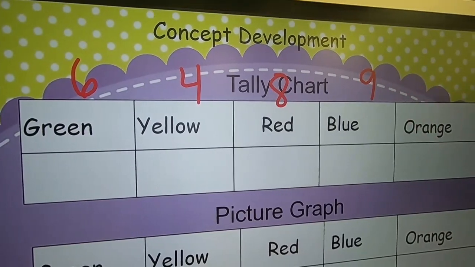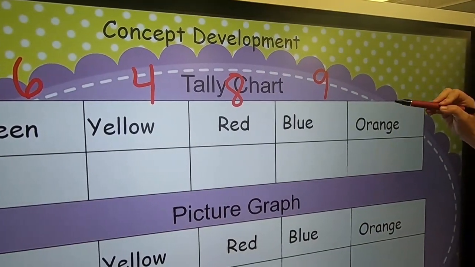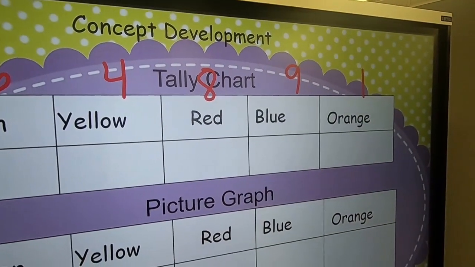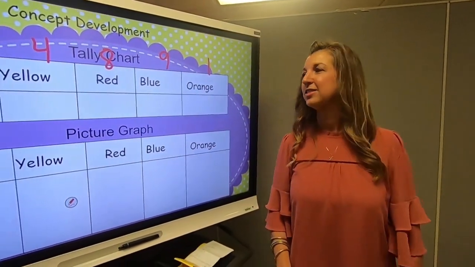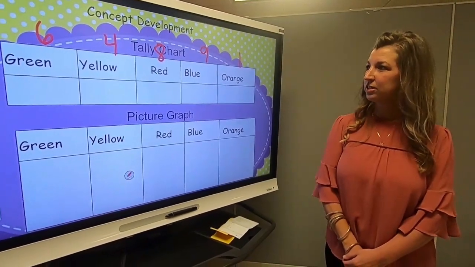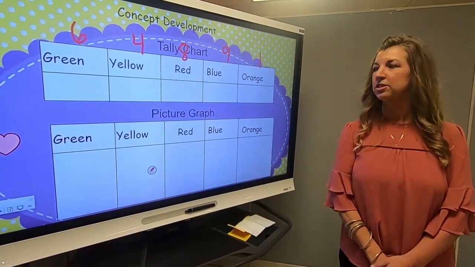9 students vote for blue. And only 1 student votes for orange. For some reason, orange doesn't always get that many votes. So I'm going to make tally marks in our chart for each student.